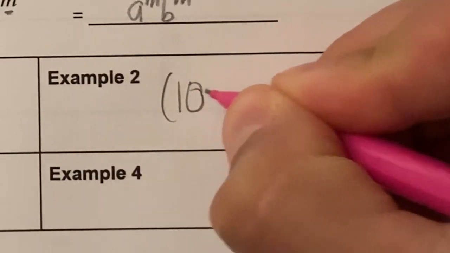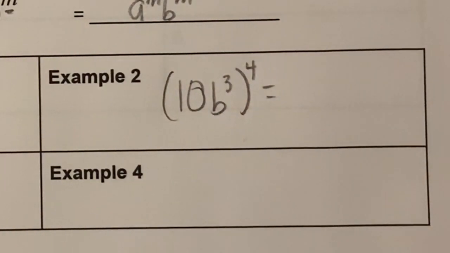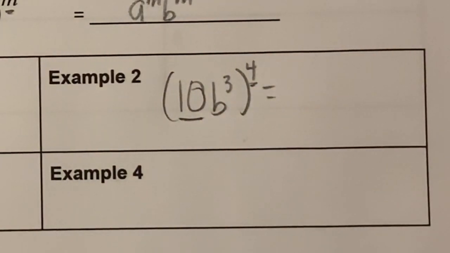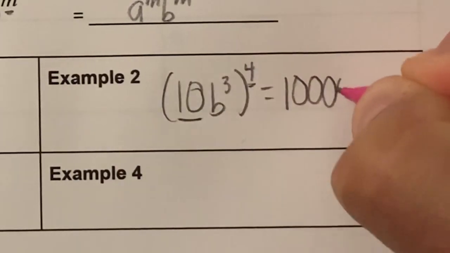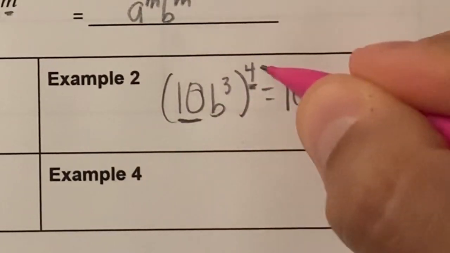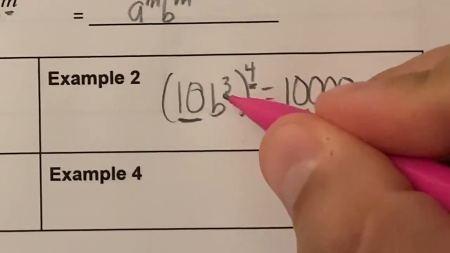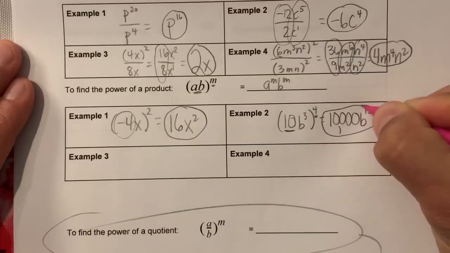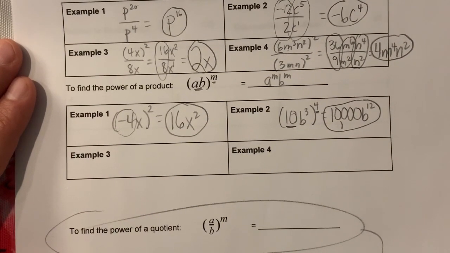Example number 2. In the quantity, I could have 10 times b to the 3rd, that raised to the 4th. So we can just do each of these separately. 10 raised to the 4th power is 10 times 10 times 10 times 10, and 10 times 10 is 100, times 10 is 1,000, times 10 is 10,000. Just remember, a power of 10 raised to that number is going to have that number of 0s, so 10 to the 4th power is 10,000. b to the 3rd to the 4th, power to a power, I multiply those powers, final answer, 10,000 b to the 12th power.